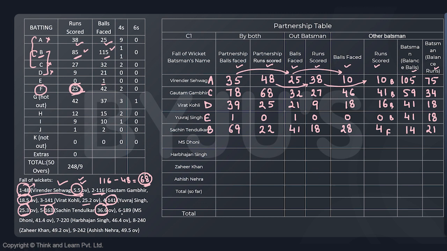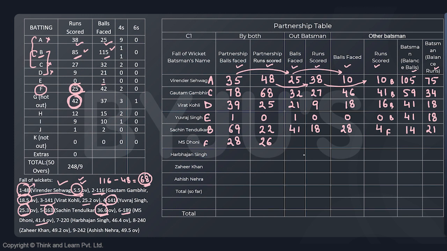Let's look at the next wicket. The next wicket fell at 189. So 189 minus 163. That means the next wicket fell at a score of 26. But G has made 42. So the next player to get out was F only. So MS Dhoni must be F. And the next wicket fell at 41.4 overs. So 36.6 to 41.4 is equal to 28 balls. The next partnership lasted for 28 balls.